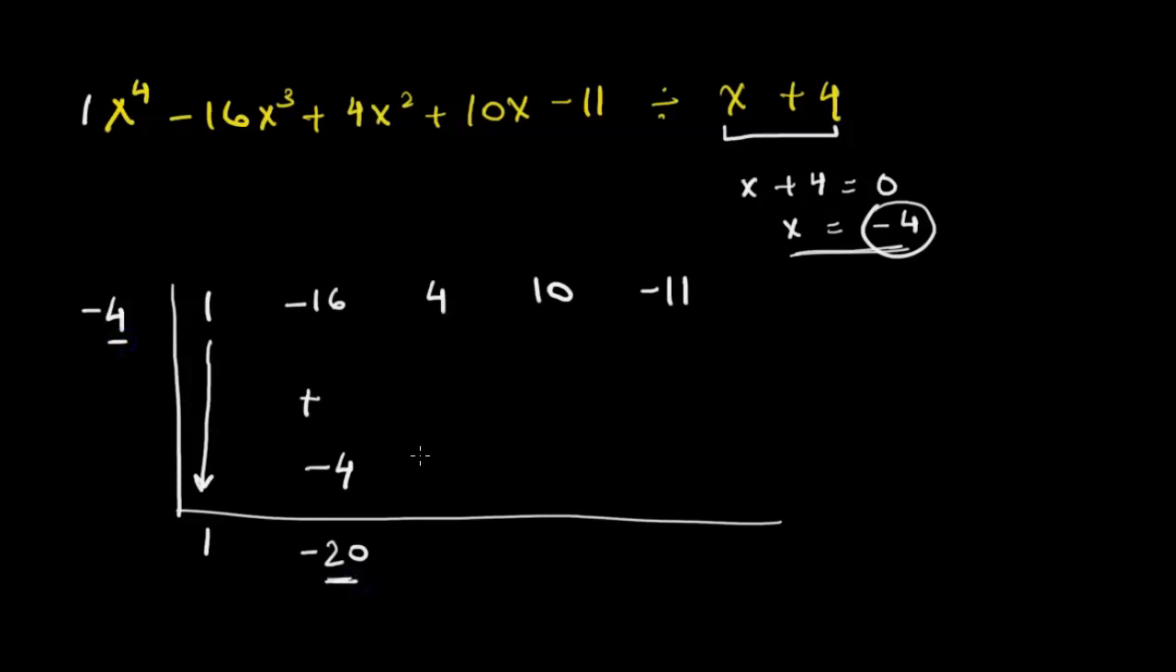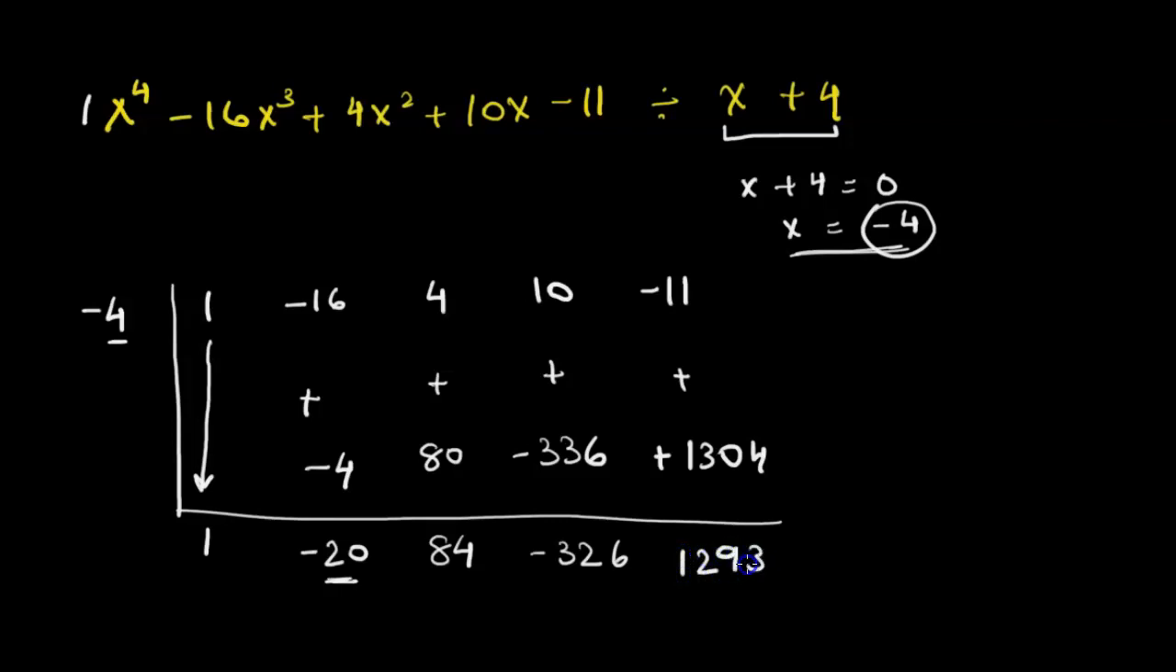Negative 4 times negative 20 is a positive 80. We just have to add these two numbers. We get 84. Then negative 4 times 84 is a negative 336. We add 10 and negative 336. We get a negative 326. Negative 4 multiplied by negative 326 would give us a positive 1304. We add these two numbers and we get 1293.